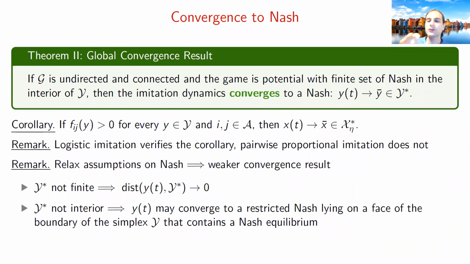As we said, we need some further assumptions on the set of Nash equilibria. This assumption can be relaxed at the cost of having a weaker convergence result. In particular, if the set of Nash is not finite, we cannot actually prove convergence to a state that is Nash, but we can just prove that the distance between the trajectory and the set of Nash equilibria goes to 0, while if there are some Nash not in the interior, then we still can prove convergence to a set, but this set is not only the set of Nash, but we have also to include some restricted Nash that lie on the face of the boundary of the simplex on which there are these Nash equilibria that are not in the interior.